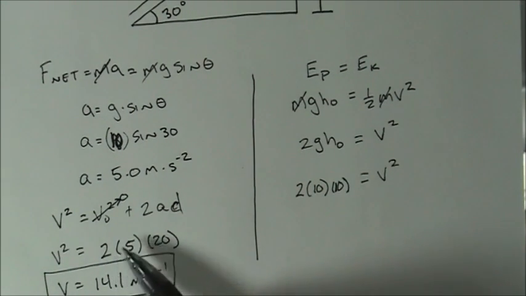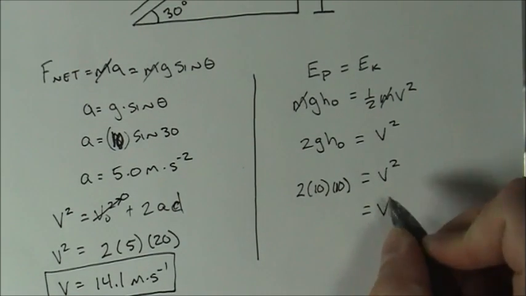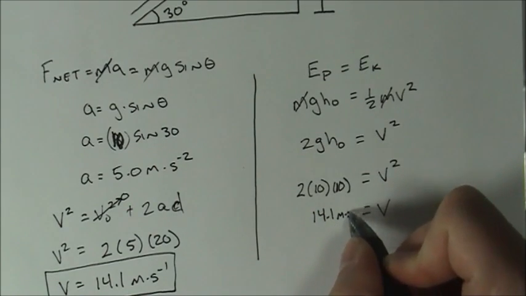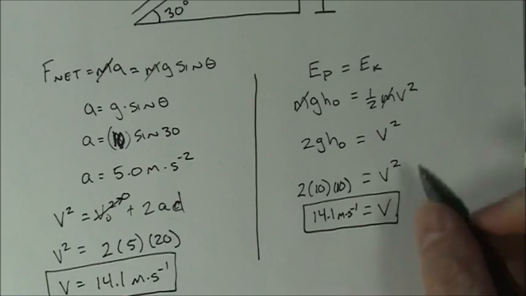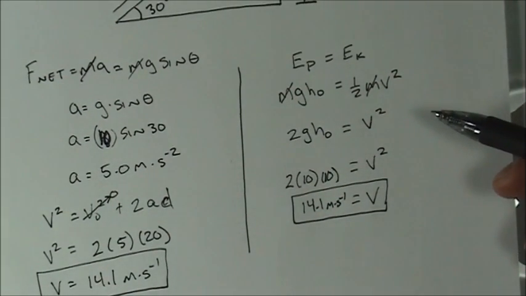So over here, 2 times 5 is 10, 10 times 20 is 200. So I get v squared equal to 200, and over here I also get v squared equal to 200. So v is obviously equal to 14.1 meters per second on this side, just like it was on the other one. The only difference is that this only required a single equation. And again, this is all assuming that there is no friction.